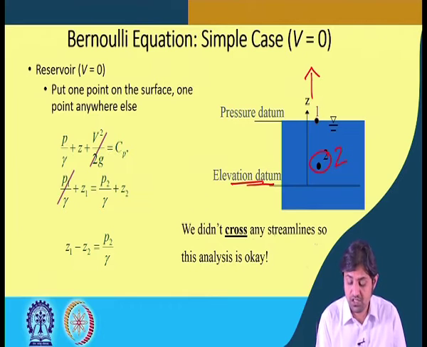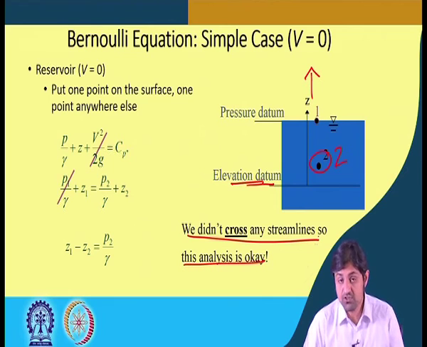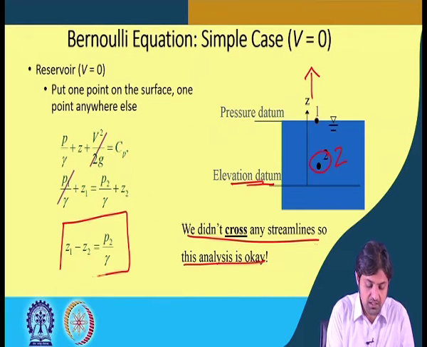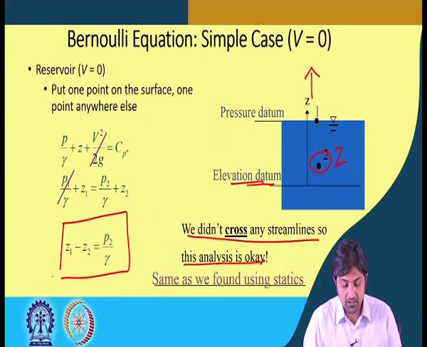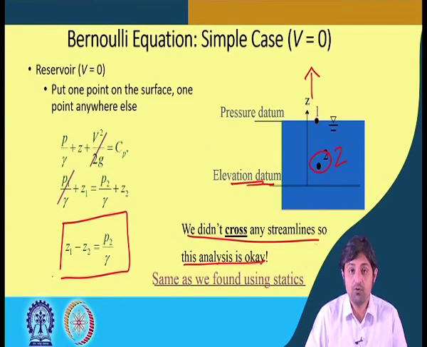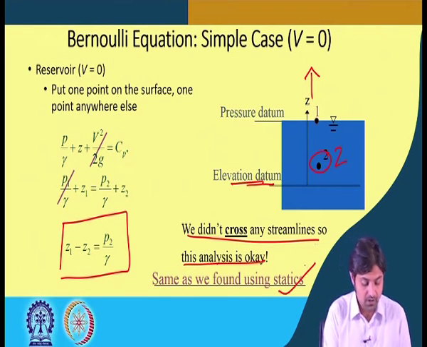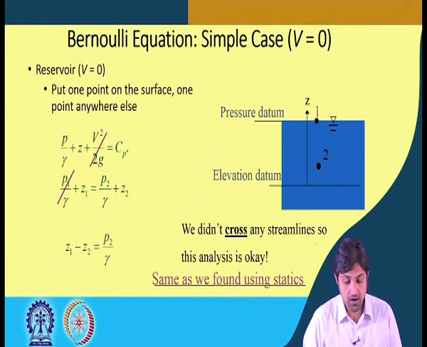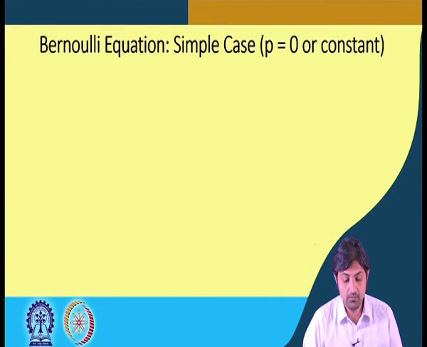Here we did not cross any streamline, so this analysis is okay. If we keep crossing the streamlines, then this equation is not valid, because it is valid for 2 points on the same streamline. You cannot cross these streamlines. So this analysis, Z1 minus Z2 is equal to P2 by gamma, is exactly the same analysis which we found using the statics lecture, if you remember from last week. Great. All right. So proceeding forward.